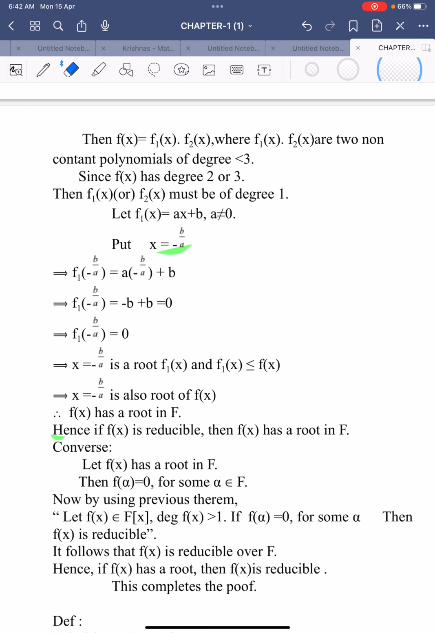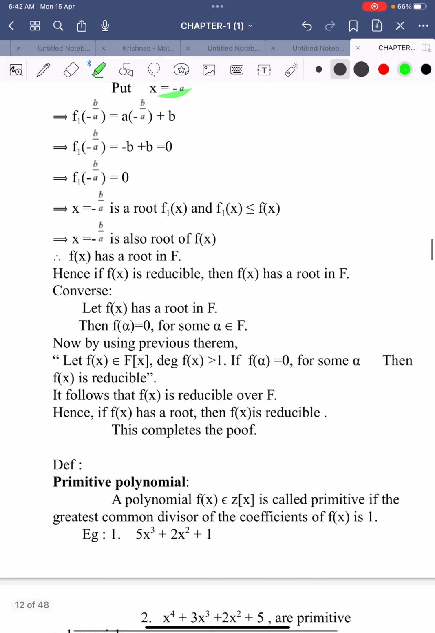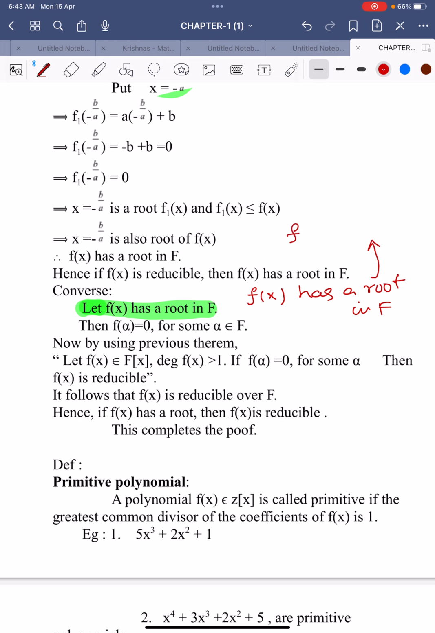In the converse part, we assume that f of x has a root in capital F. Suppose we assume that f of x has a root in capital F. We have to show that it is reducible. f of x has a root means f of alpha is equal to 0 for some alpha belonging to capital F. If f of alpha is equal to 0, then x minus alpha becomes a factor of f of x.